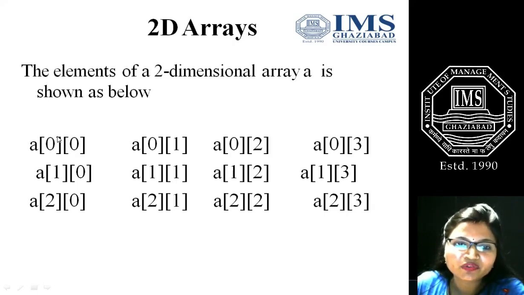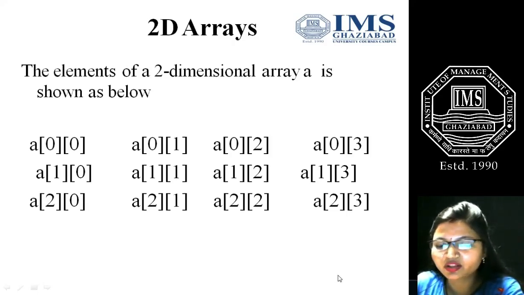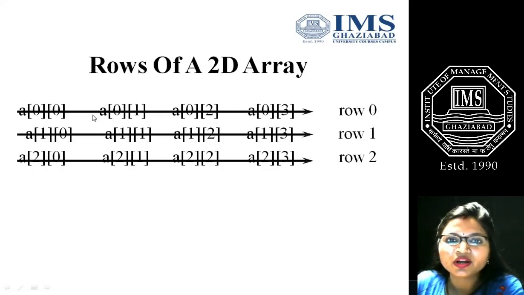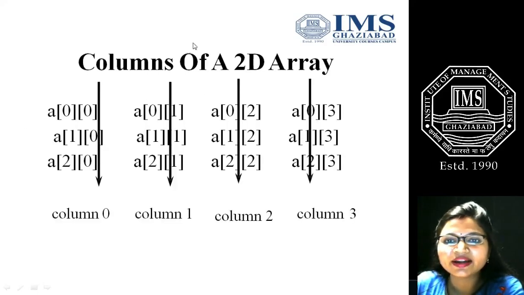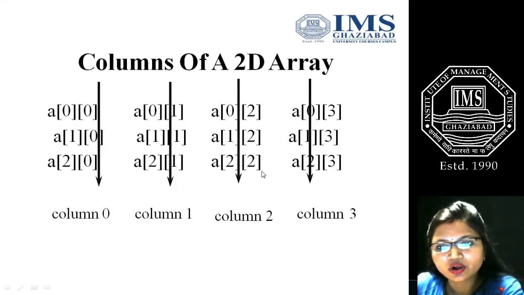So if we see this, here you will see that the first subscript is changing and the second subscript is the same. Means we are talking about the zeroth row, zeroth column, first row, zeroth column, second row and zeroth column. Same is with the others. So the horizontal lines are the rows and the vertical lines are the columns.